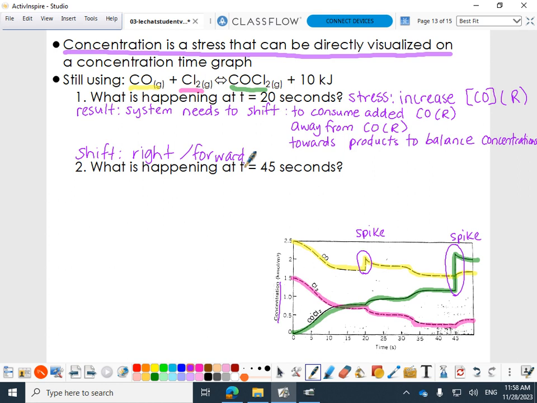If you shift to the right or forward, or shift towards the products, then if carbon monoxide, which is a reactant, is decreasing, the other reactant also should decrease. Does it decrease? Yes. If you shift towards the products, that means you're going to make more of them, and its line gradually increases. So we're right.